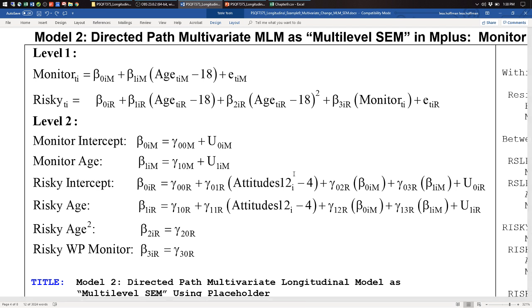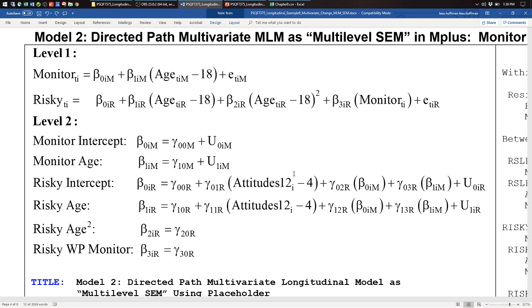Rather than writing the equation as everything is predicting one Y and I'm using dummy codes to turn things on and off, because each of these can be in its own model in this software, I can make the equation look like it. So I've got my level 1 model for monitoring, same as before. My level 1 model for risky has monitor in it. So beta 3 is a new placeholder that is the level 1 within-person relationship between monitoring and risky behavior.